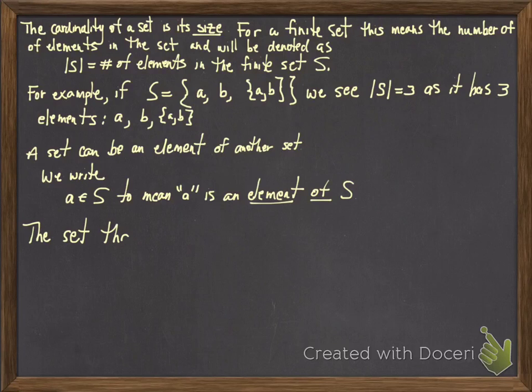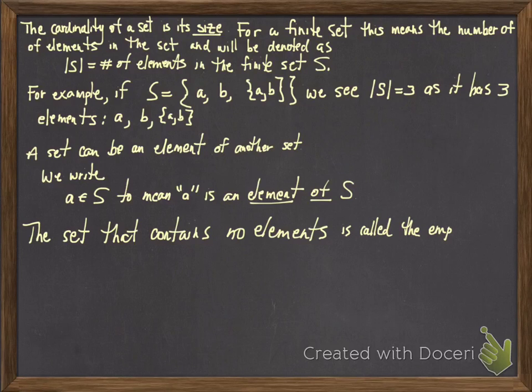All right. Now, a very important set, the set that contains no elements, is called the empty set and has common notation. It's a circle or a big 0 with a slanted bar through it. Or you could just write it as 2 squiggly brackets with nothing inside. Both of those are acceptable and commonly used ways to express the empty set.